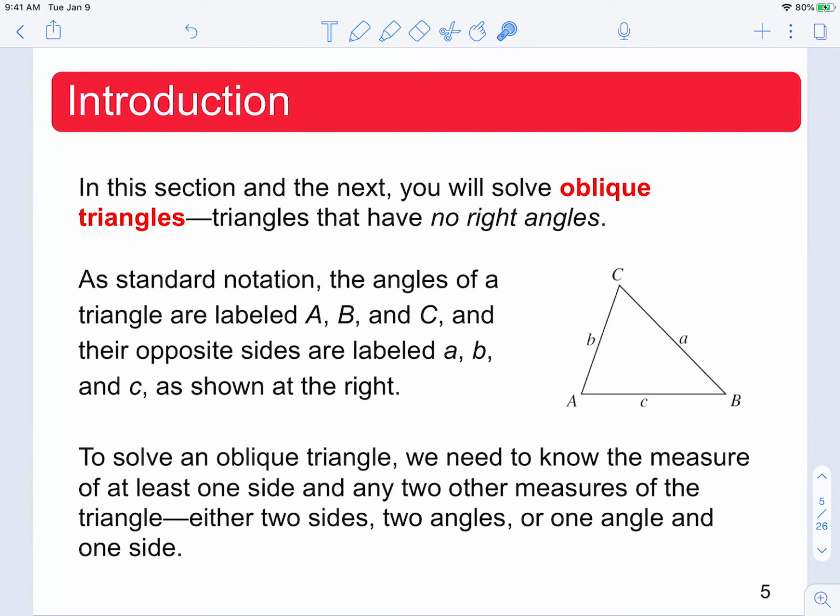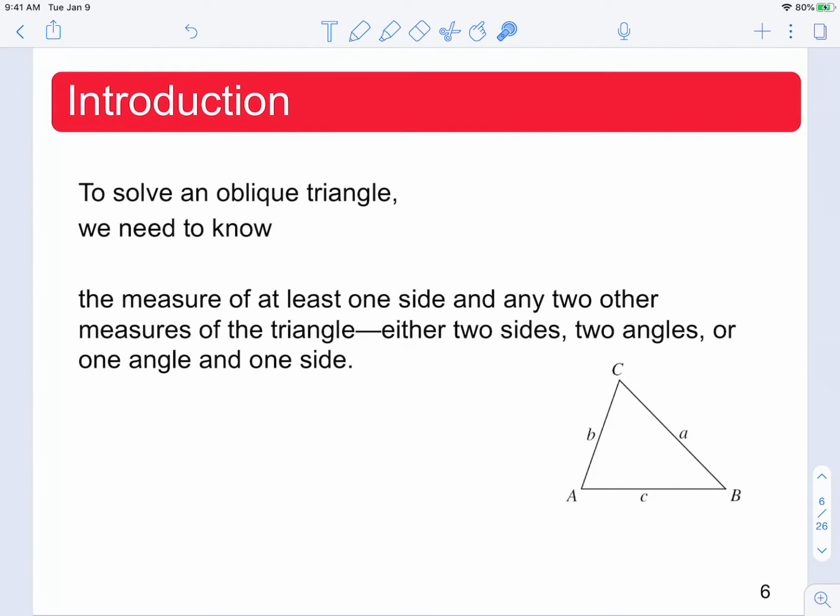So this is an oblique triangle. You'll notice it is not a right triangle. All the trig that we've been doing has involved right triangles, and now we don't have that. So what do we do? Well, we're going to do what's called solve. We're going to solve an oblique triangle, and in the end, our goal is to try to find the measure of the 3 angles and then the measure of the 3 sides.